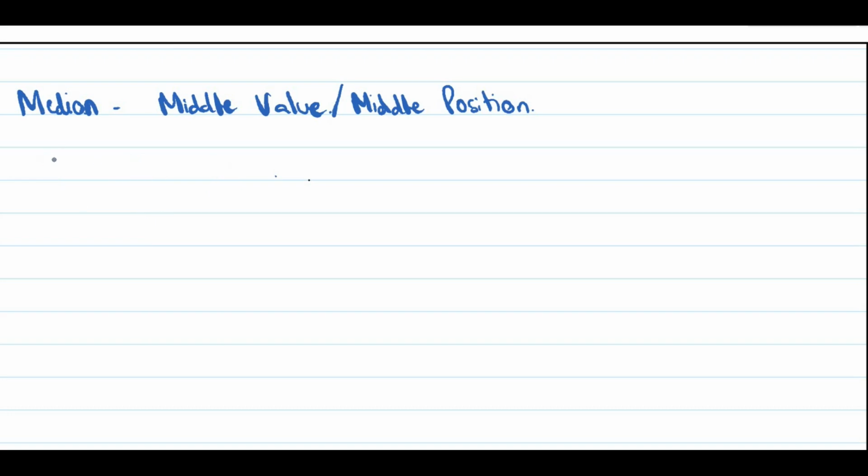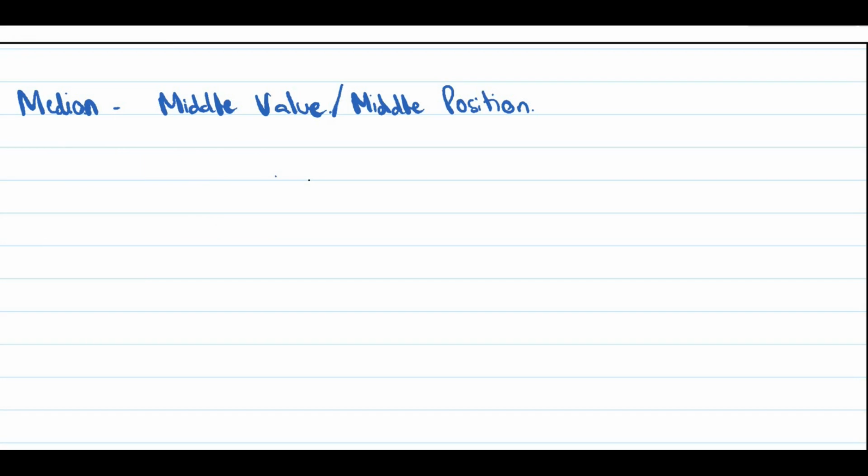Moving on, what if you have four numbers, 1, 2, 3 and 4? How will you find the median? The middle numbers in this question are 2 and 3. So 2 plus 3, which is equal to 5, and divide this number by 2. So your mid value or median would be 2.5.